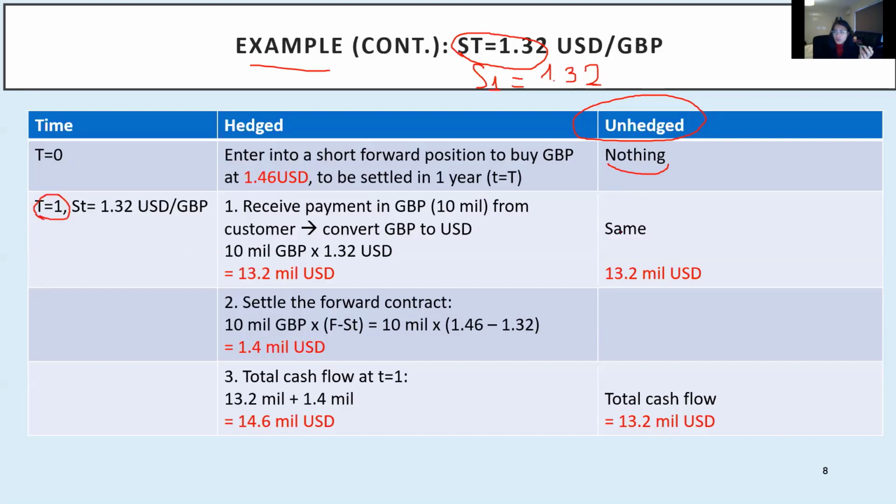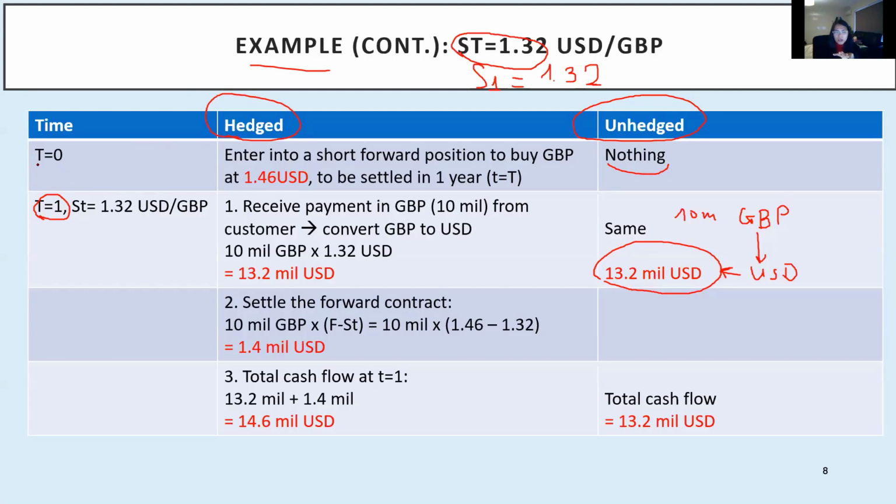At time 1, this is when I received 10 million pounds from my trade partner. And at this time, I'm going to convert the pounds into the USD at the prevailing exchange rate at that time, okay, which is 1.32. So if that's the case, then in the future, for an unhedged position, I'm going to receive 13.2 million USD, right, when I convert this 10 million pounds into the USD. Now, with a hedge position, it's a little bit different, okay?